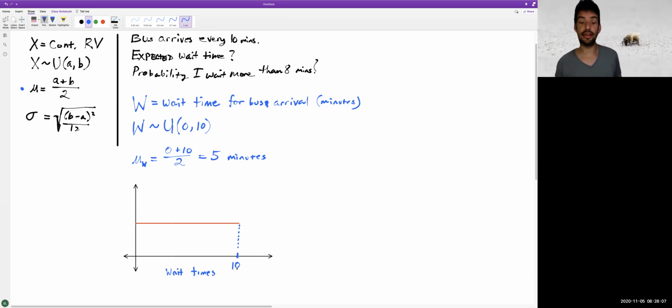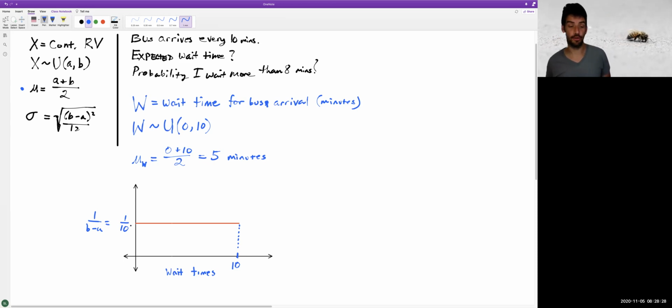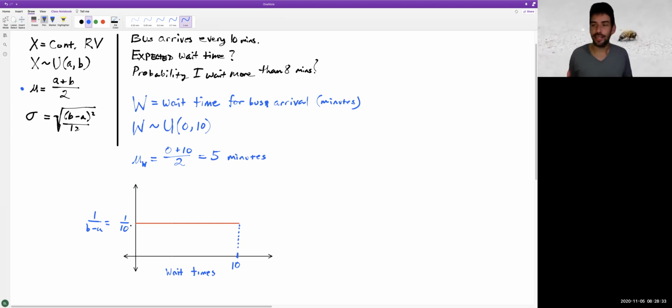I know the width is 10. So in order for the area to be 1, the height has to be 1/10, right? Remember, this is 1 over b minus a. B minus a just represents the width, and then the height is the inverse of that. If you want to think about it, the units of our vertical axis are 1 over minutes, or per minute. It's kind of like likelihood per minute. We're not going deep into this idea. The point is when we compute the areas, the minutes disappear and we get pure numbers, which is what we want our probabilities to be.